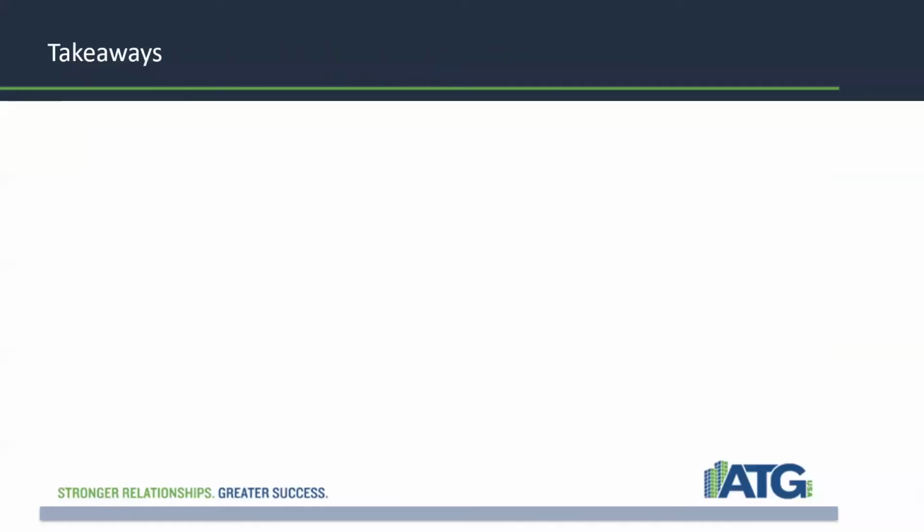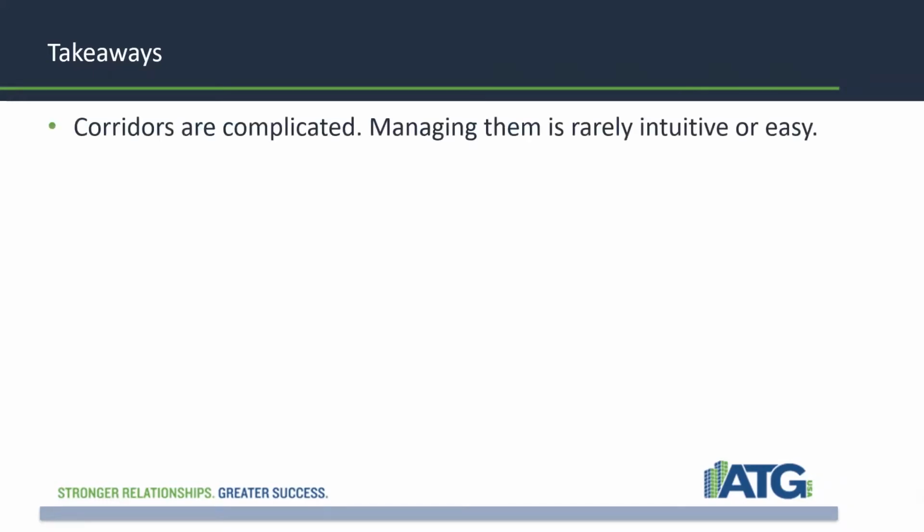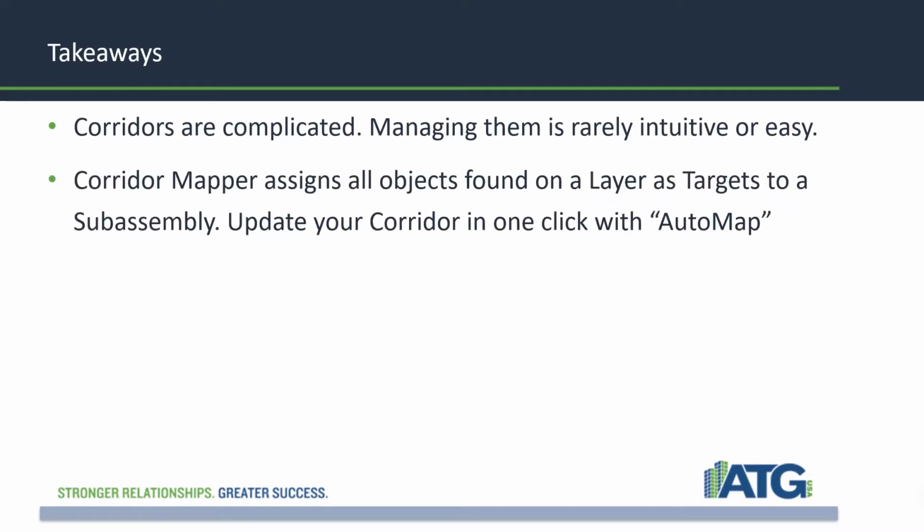So, in conclusion, what did we learn today? Well, we were reminded that corridors are very complicated. Managing them is rarely intuitive or easy. The CTC Express tool Corridor Mapper will assign all objects found on a layer as a target to a subassembly. This dynamic relationship that's set up within the tool allows your corridor to update in a few clicks with the auto map function.